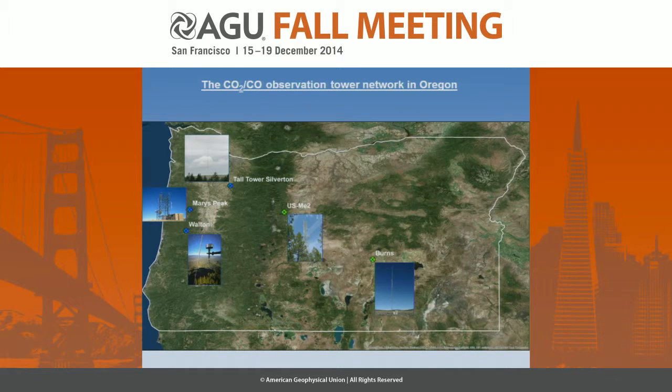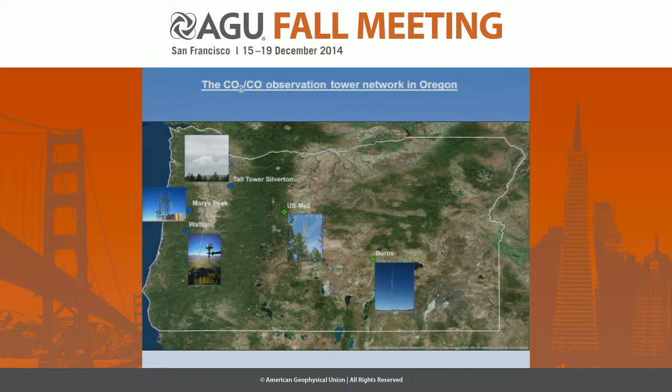Those towers are all equipped with instruments that measure CO2 and water vapor in high precision. Some of them also measure carbon monoxide. We are going to focus here on the three towers in the west, marked in blue here.